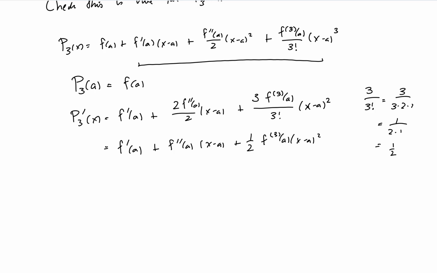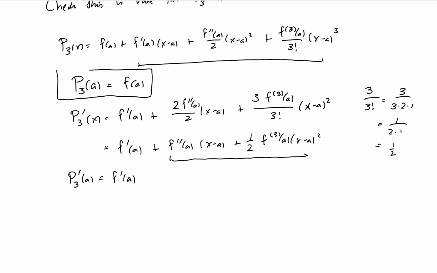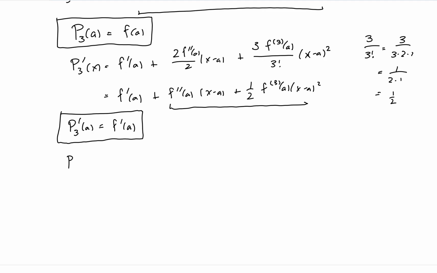So we get this. Now if we evaluate this at a, notice these terms here have an x minus a in them, so those will go away, and this just gives me f prime of a. We can start boxing in the things that we were trying to show were true. So we've got the first value and this first derivative equal. So let's continue. Let's take the second derivative.